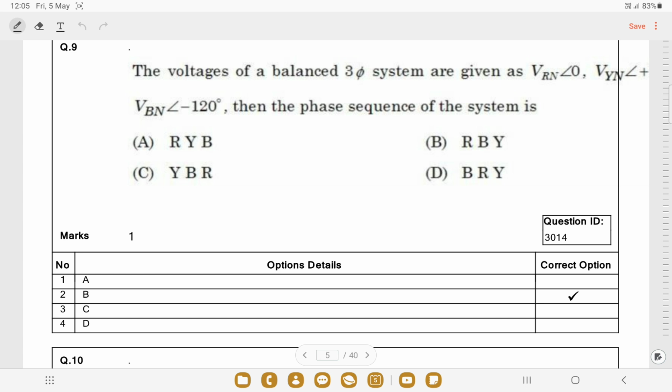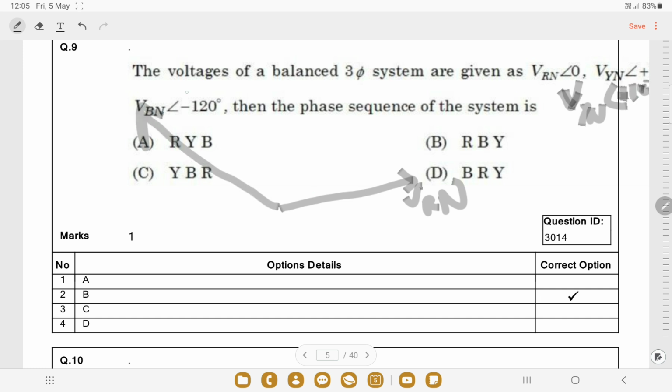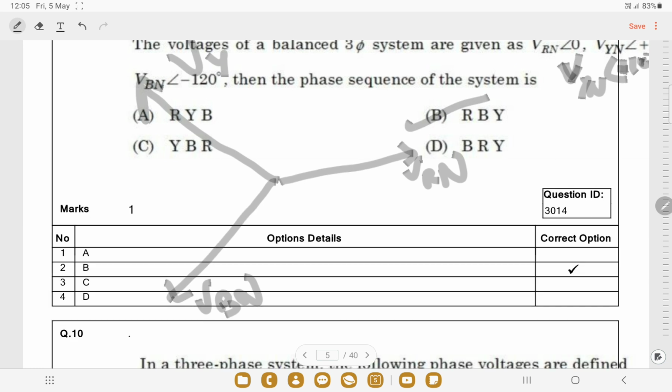Continuing with the video, we'll start with the next question, that is question number 9. Here it is given we have three voltages VRN, VYN and VBN. We need to find out the phase sequence. So if this is VRN, then we have VYN, the question is not given here properly, VYN angle plus 120 degree. So it will be on this side, this is VYN, and VBN is minus 120 degree. So this is VBN. So the sequence will be RBY. So option B will be the correct answer.